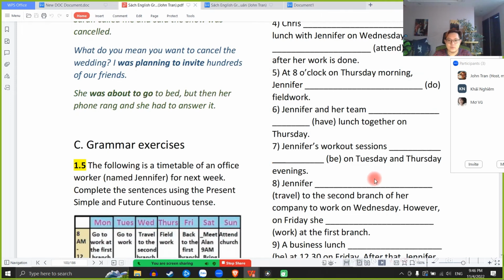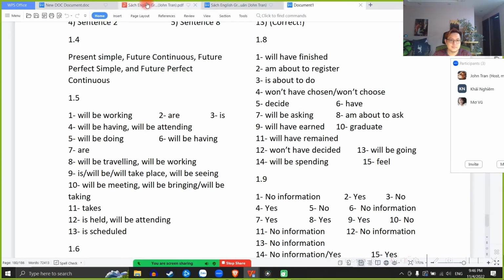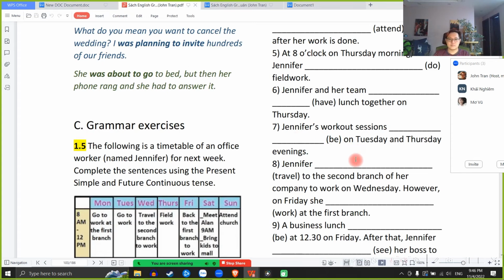Number 7, Jennifer workout sessions, những cái dịp mà đi gym, những dịp đi luyện tập thể dục thể thao của Jennifer sẽ vào thứ 3 và chiều tối thứ 3 thứ 5. So number 7 it's nói về lịch trình nè, nói về cái lịch đó. It's like it's a scheduled event, yeah, a plan. On Tuesday and Thursday evening. Mấy bạn hiểu tại sao? You understand why?